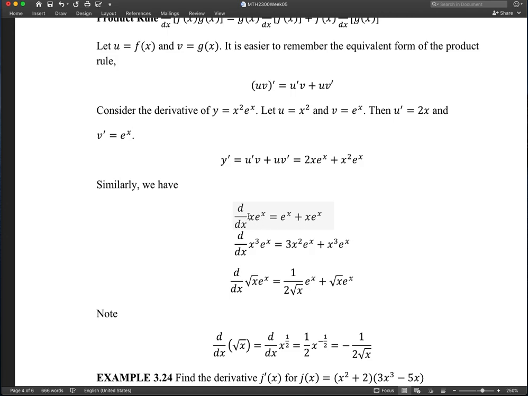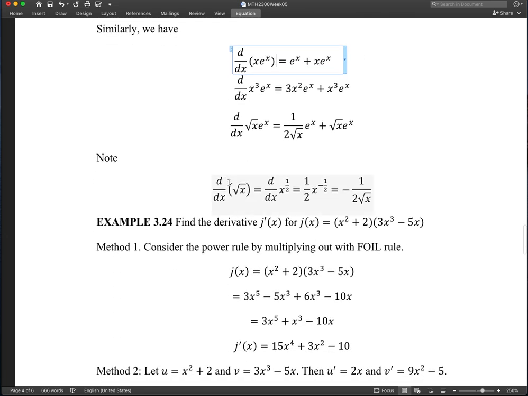So, derivative of x times e to the x. Maybe let me put a pair of parentheses. I think it's okay even without parentheses. This is how we understand the derivative. Okay. And so if I have parentheses, it might be better if we also have parentheses here.